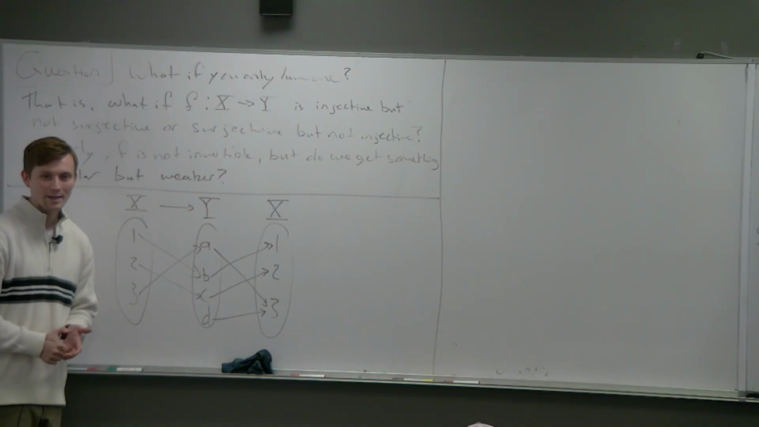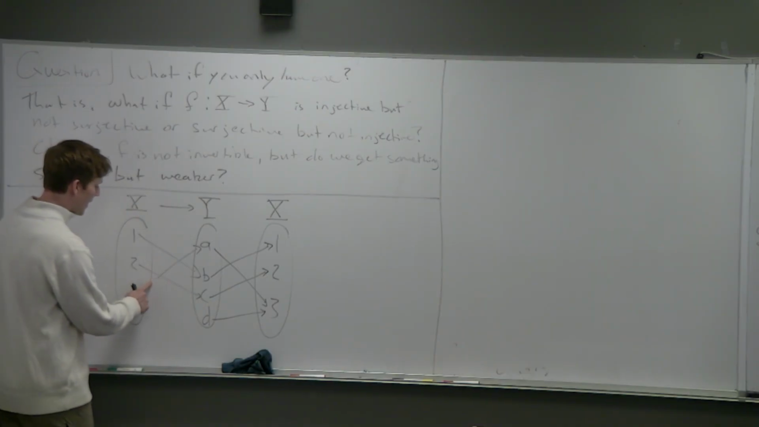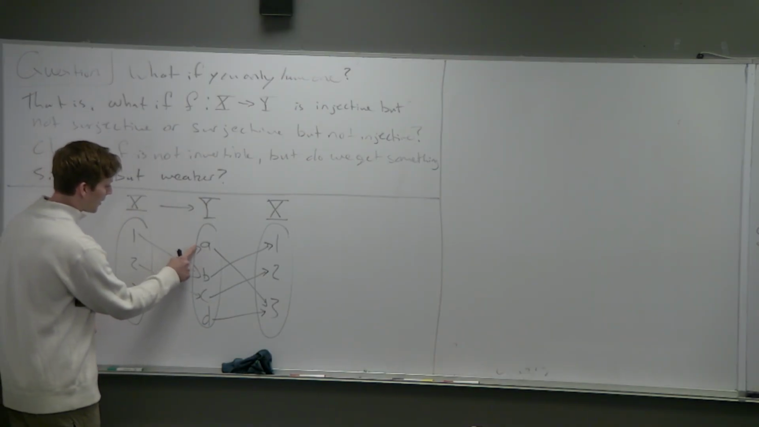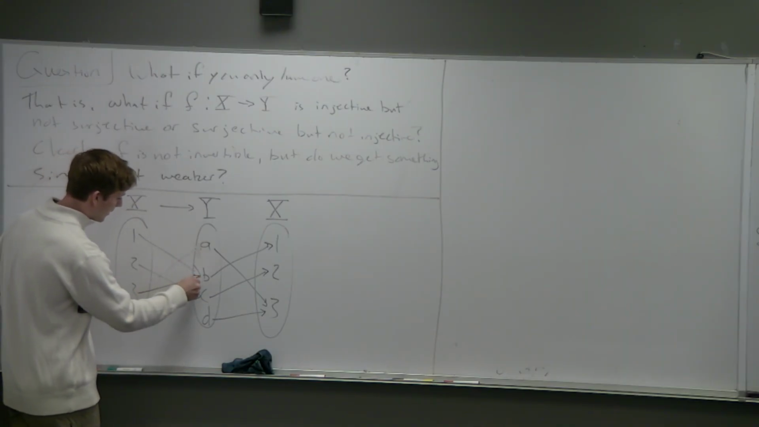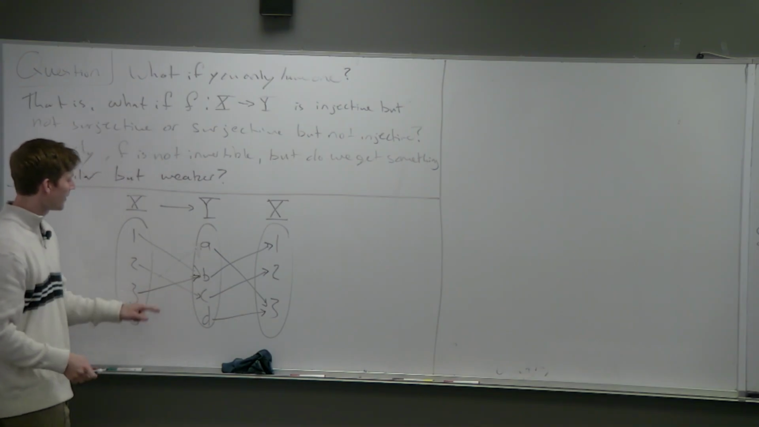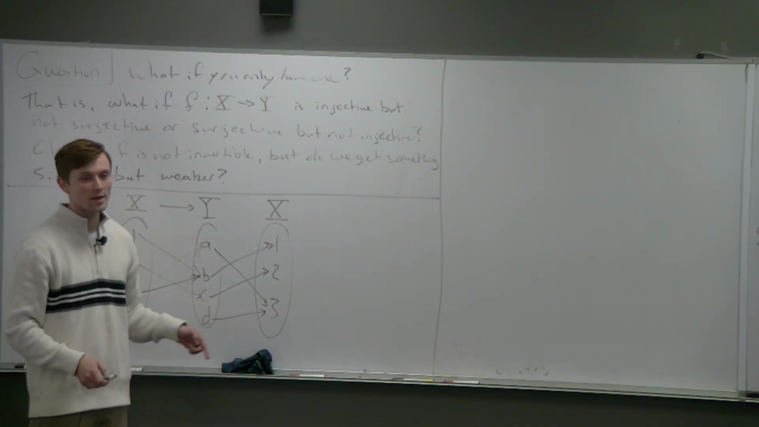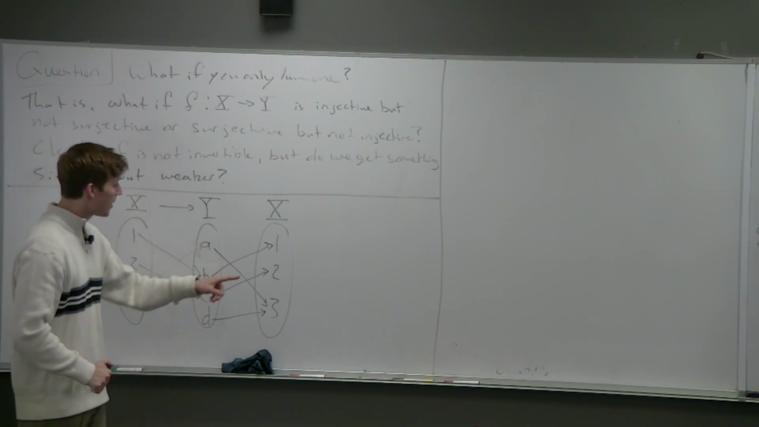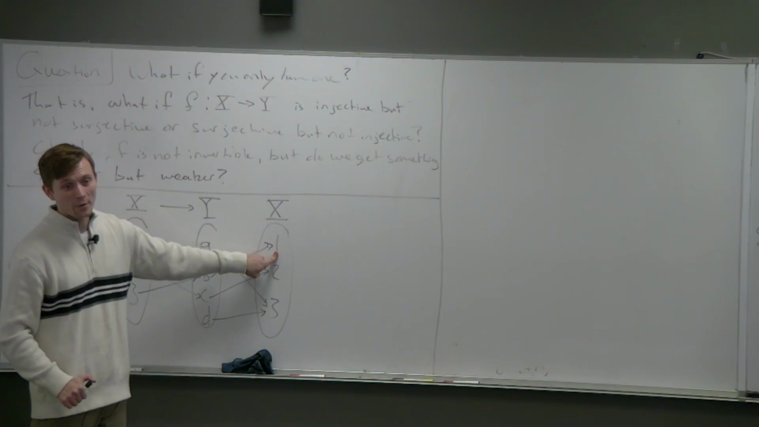I only needed injectivity to be able to do this. That is, if I had, for instance, 3 pointing at, instead of A, if I instead had 3 pointing at, I don't know, pick anything else, like say B, yeah? Then I wouldn't know whether B should get taken to 1 or to 3. Or to put it another way, if I pick 1, then 3 gets taken to the wrong place. I don't end up back where I started.